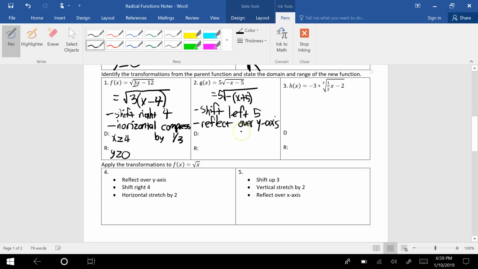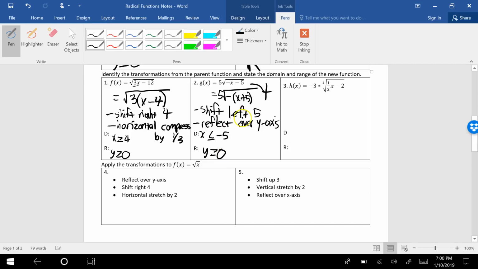So because we reflected this over the y-axis, we now have a square root function that, instead of going like this, is going the opposite direction, right? Because we reflected it over the y-axis. So now it's going this way, and we shifted it left 5. So the domain is x is less than or equal to negative 5, and the range is still y is greater than or equal to 0.